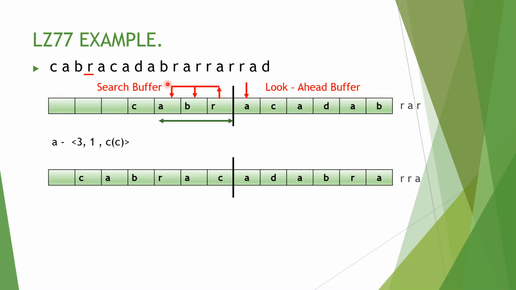Next, add this R and A into the look ahead buffer. This is our look ahead buffer and this is our search buffer. Now point out the first symbol of the look ahead buffer, A, and find whether A is matched in the search buffer or not. So here A is here and also a second A is here.